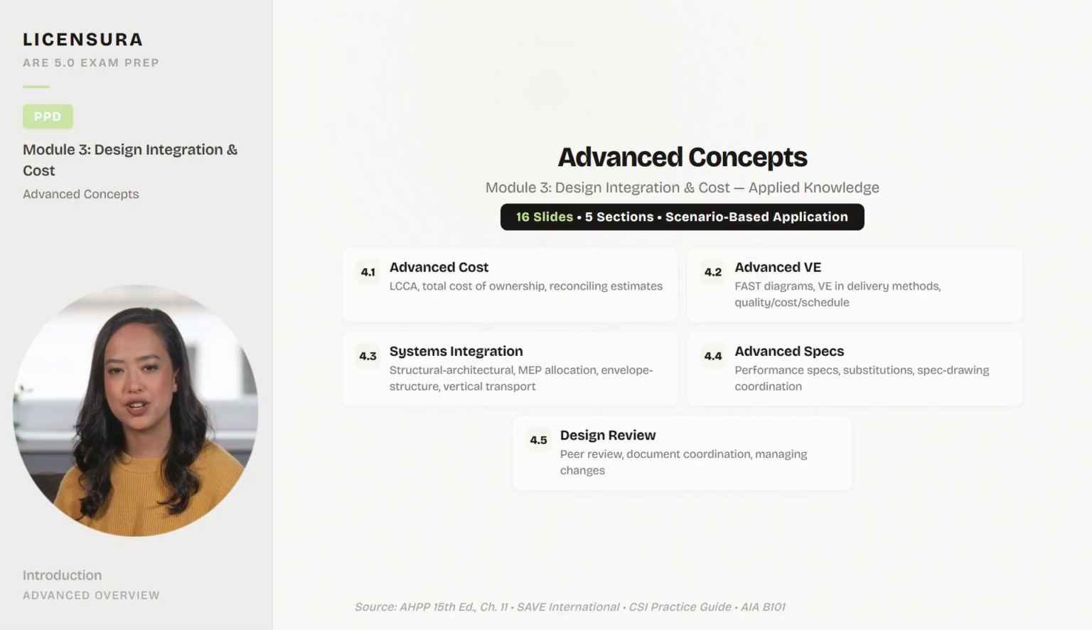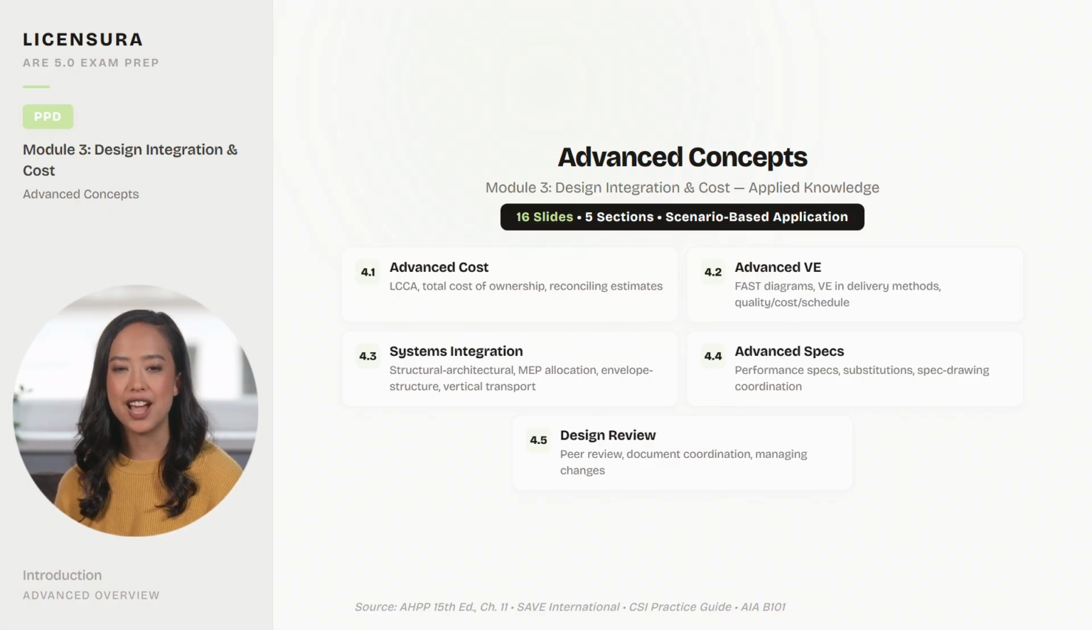They don't just ask you to define a term, they give you a scenario with competing priorities and ask you to pick the best move. We've got 16 slides ahead of us, broken into 5 sections, and each one is designed to push your thinking from "I know the concept" to "I can apply it under pressure." So let's preview what's coming.